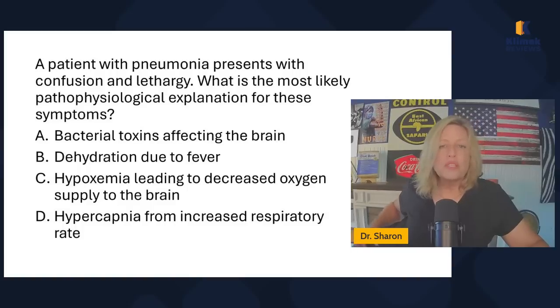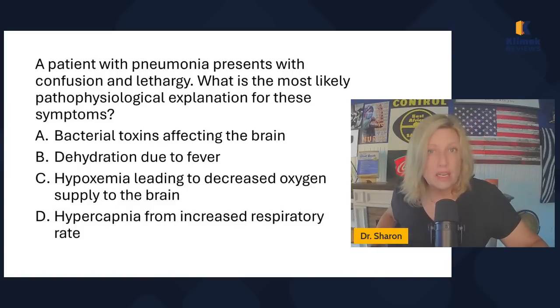A patient with pneumonia presents with confusion and lethargy. Well, that's unexpected. Remember the CURB 65 score, confusion? What is the most likely pathophysiological explanation for these symptoms? Bacterial toxins affecting the brain. Ooh, that's pretty serious. I'm not quite sure I want to go there yet. Okay. Only if nothing else makes sense. Okay. Dehydration due to fever. Dehydration is not necessarily causes confusion. That's not usually what causes it. So again, I'm thinking I'm crossing that off.